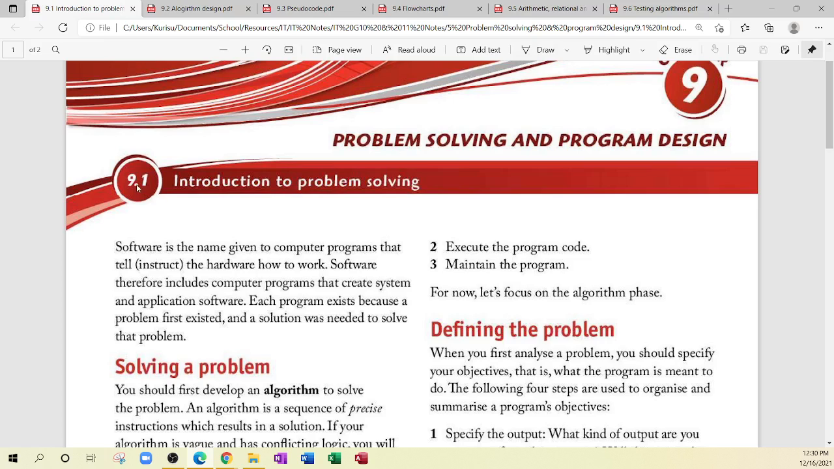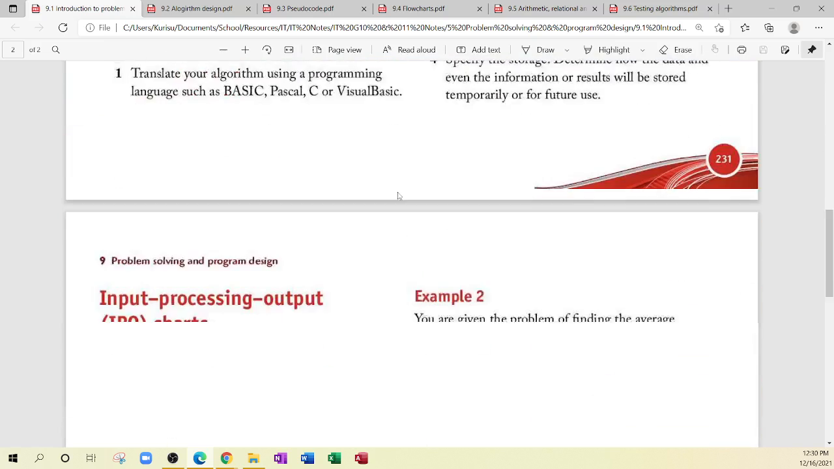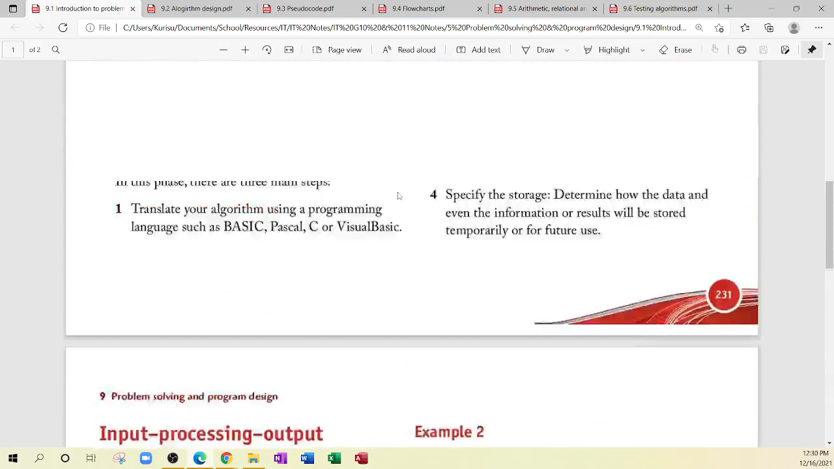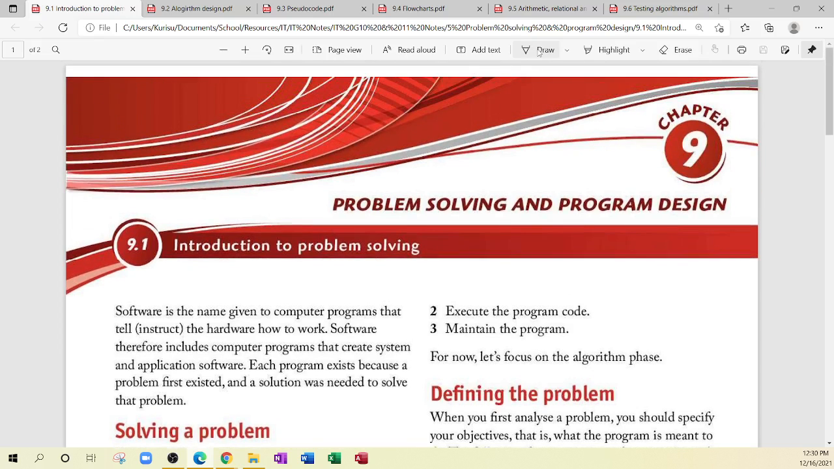So we're starting with chapter 9.1, Introduction to Problem Solving. This chapter is basically about, as the name indicates, coming up with the problem. What is the problem that you want to solve? So you have a problem and you want to solve it. That's the first step. Basically, when you want to accomplish something, it doesn't only have to be a program. If you think about it, when you want to do something, say for example, completing an assignment.